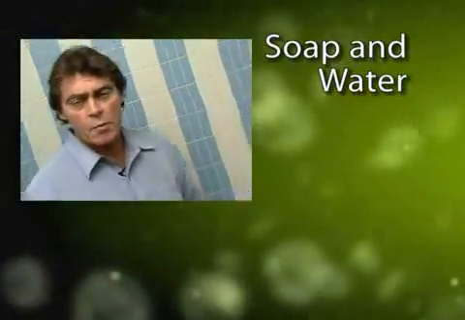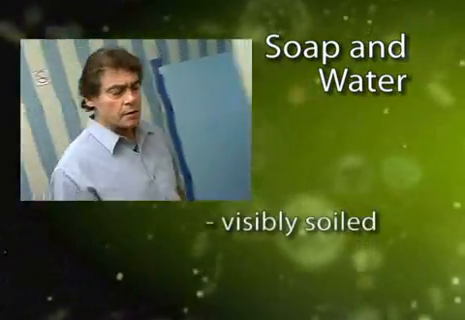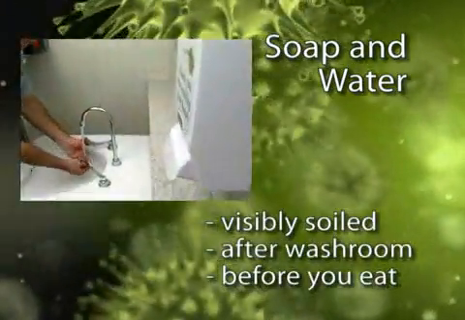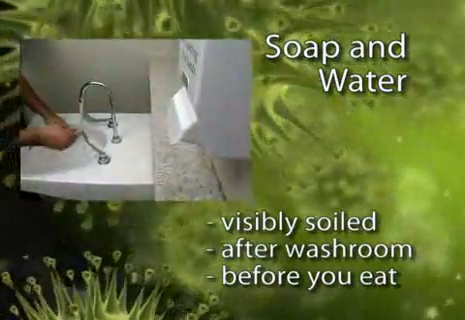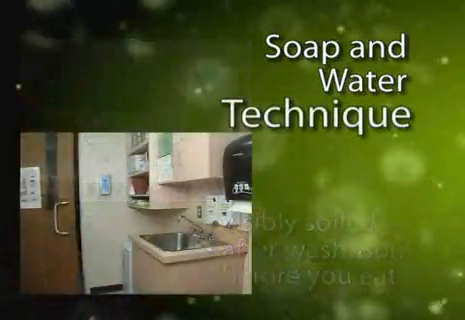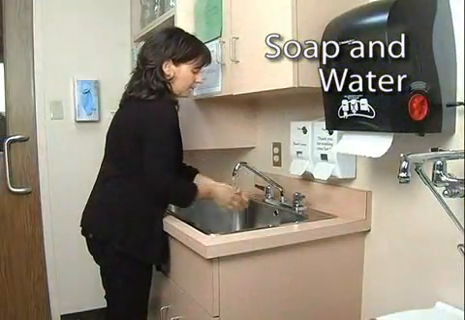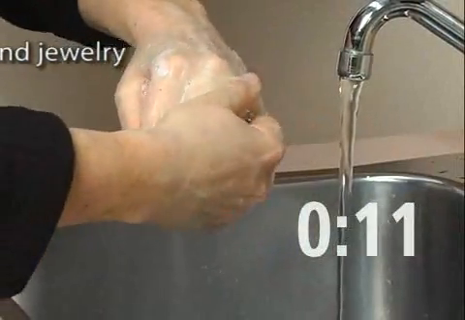It is best to use soap and water if your hands become visibly soiled, after using the washroom, and before you eat. Soap and water technique. Turn on the taps and wet your hands. Pump a loonie-sized amount of soap onto your hands. Rub your hands together, making sure you get soap between your fingers, around your fingernails, between your thumb and fingers, and around any rings or jewelry.